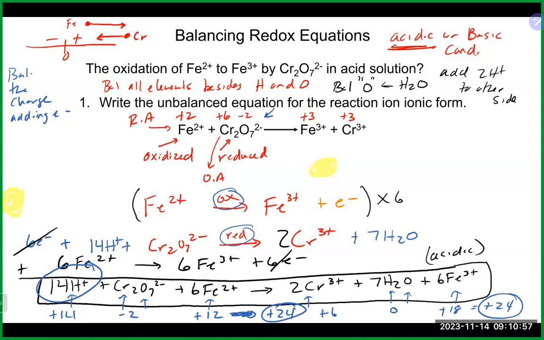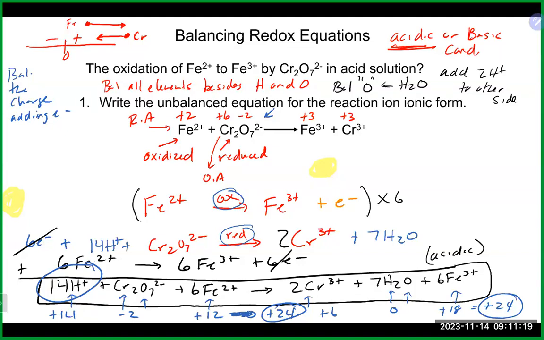You could also do basic conditions a little earlier in the process, where before you add the electrons, you add some hydroxide up front. But it does require at that point a lot of canceling and combining. So the cleanest way to probably do it is just to balance the equation in acidic conditions and then turn it into basic. So let's talk about how to do that.